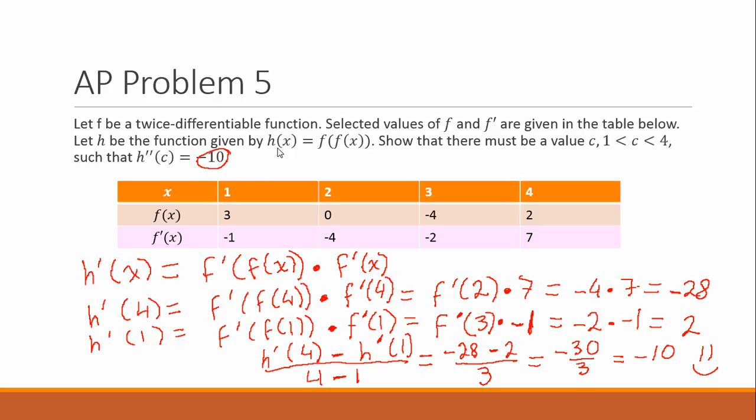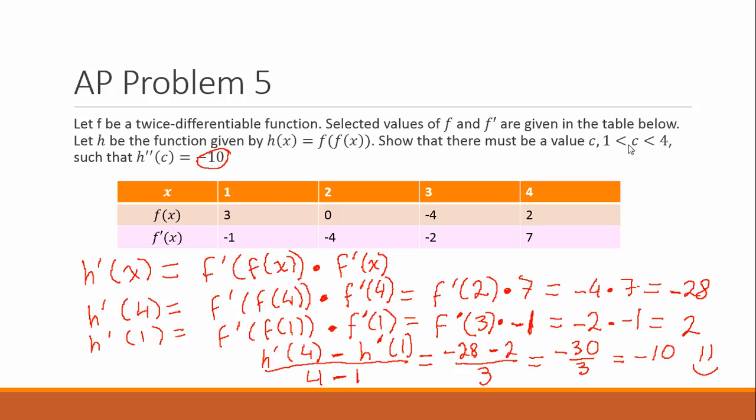So first of all, let's find out what the derivative of h is. Here we're going to be using the chain rule because we have a function inside a function. It's the same function, but we still have to apply the chain rule. So remember, derivative of the outside, leave the inside by itself, then derivative of the inside. So h prime of x is equal to f prime of f of x times f prime of x.